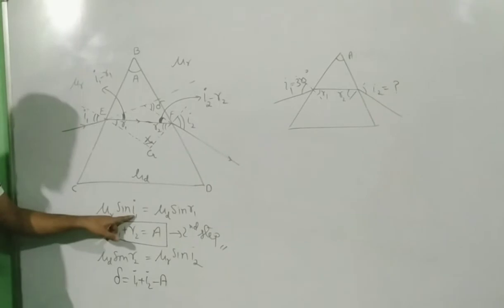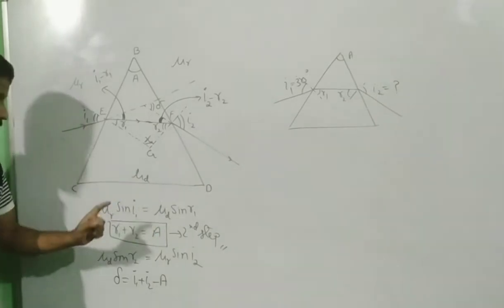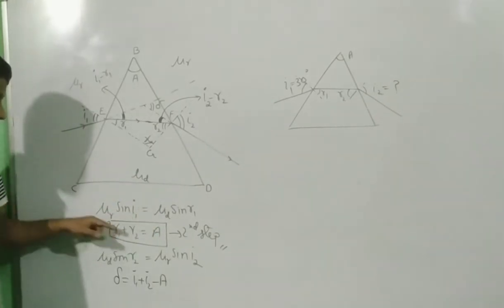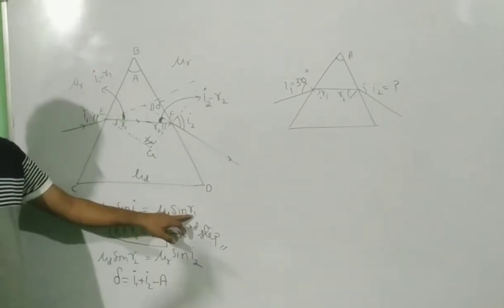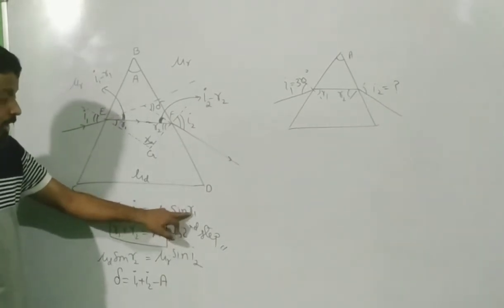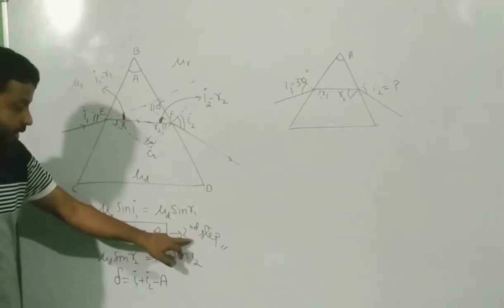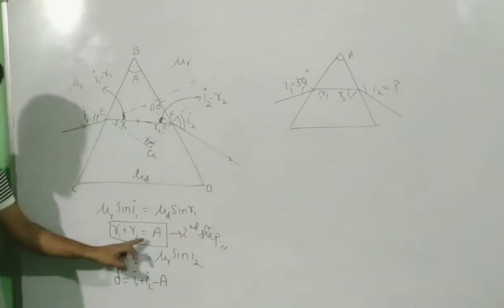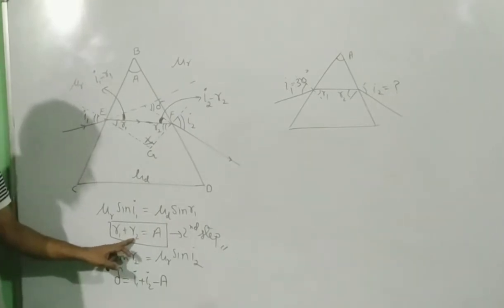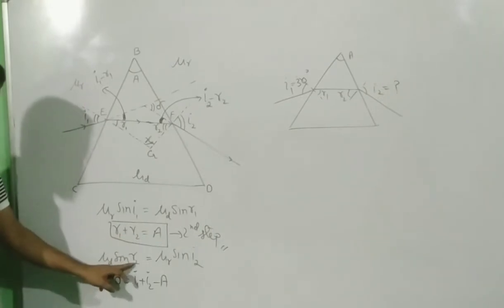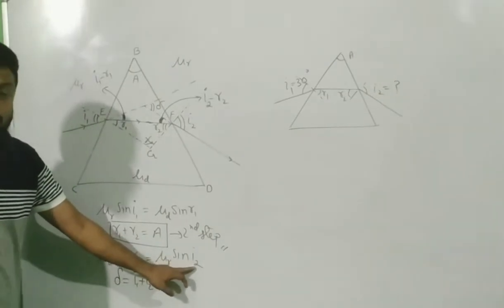So let us say I1 is given to you, mu will be given to you. If I1 is given to you, you will use this equation first and you will find the value of R1. Clear? Once you get the value of R1, come to the second step. Put R1 here. A will be given to you. Find the value of R2. Second step done. Once you have got the value of R2, you will put R2 over here and you will find the value of I2.